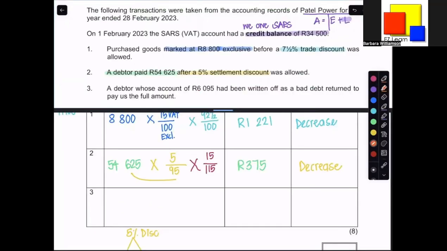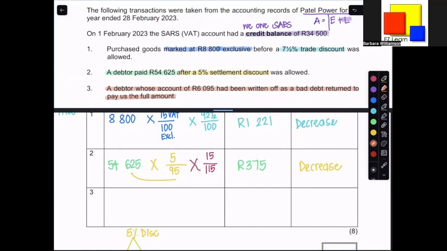375 Rand. Number 3, a debtor whose account of 6095 had been written off as bad returned to pay us the amount in full. Just like with the discount, if we don't expect to get an amount from a customer, SARS allows us to claim it back. So when we write off bad debts, we would claim that VAT back.